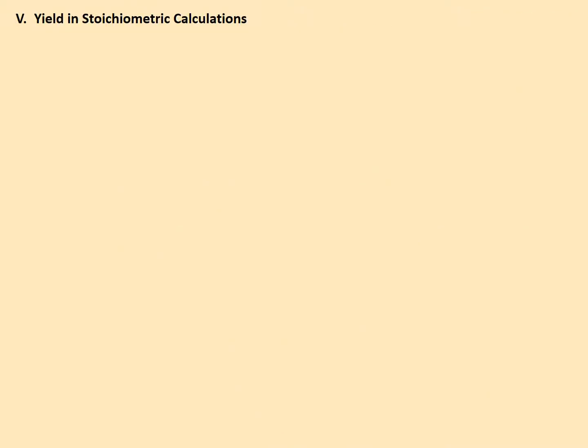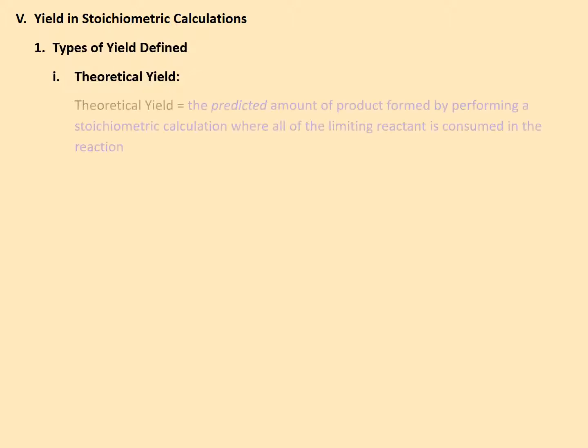And lastly in this video, we'll talk briefly about the yield of a product in a chemical reaction. When we determine the limiting reactant in a chemical reaction, we have figured out how much of a given product can actually be produced in the reaction based on that limiting reactant. That predicted amount of product is what we would consider the theoretical yield. It's the predicted amount of product formed after we do a stoichiometric calculation where we've made the assumption that all the limiting reactant is consumed in the reaction.